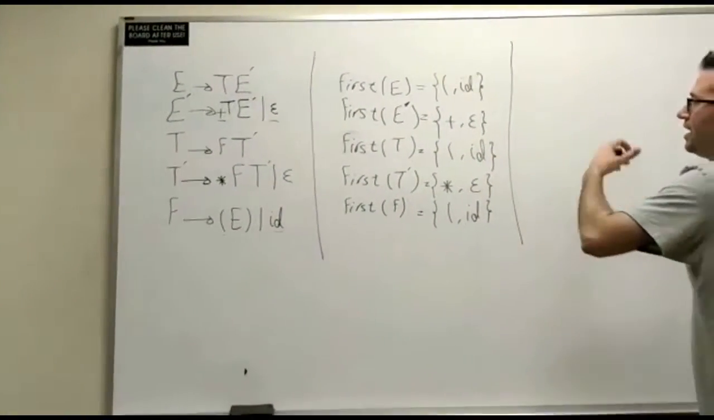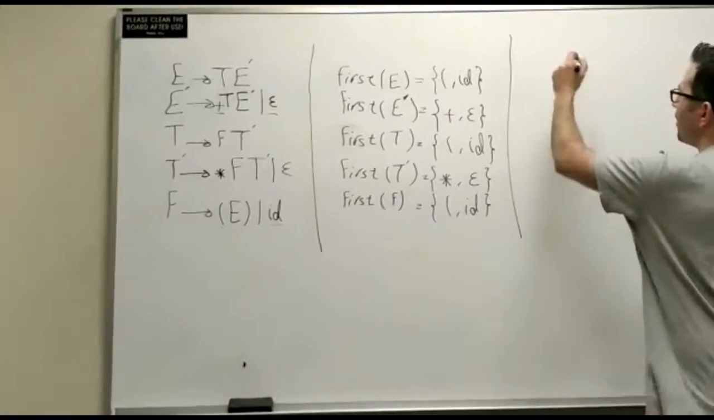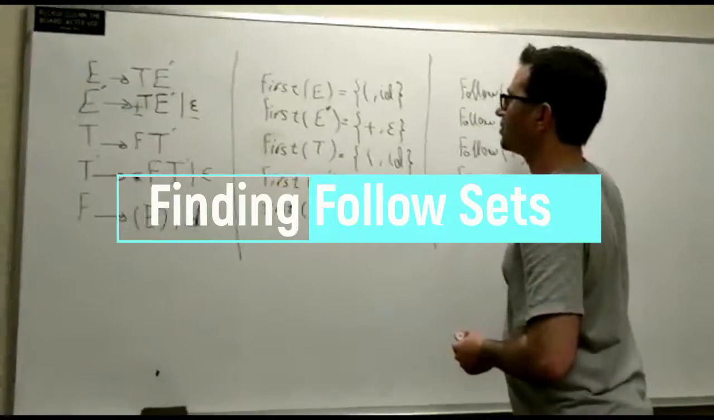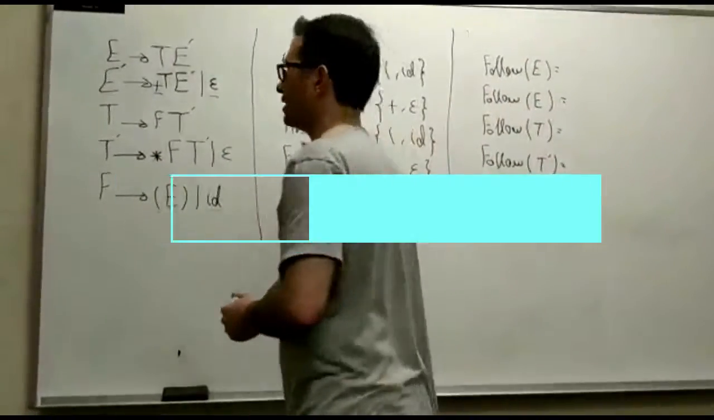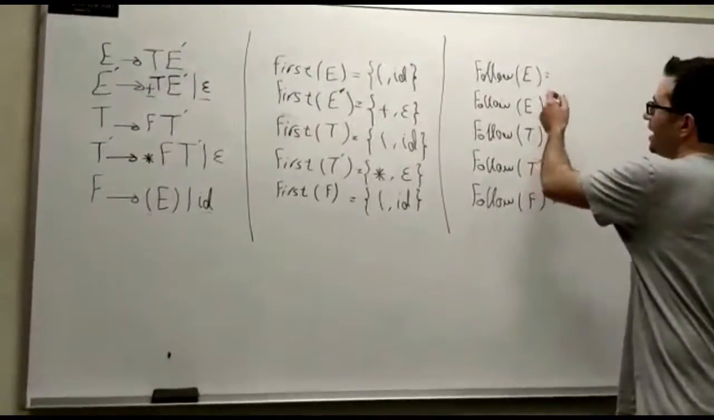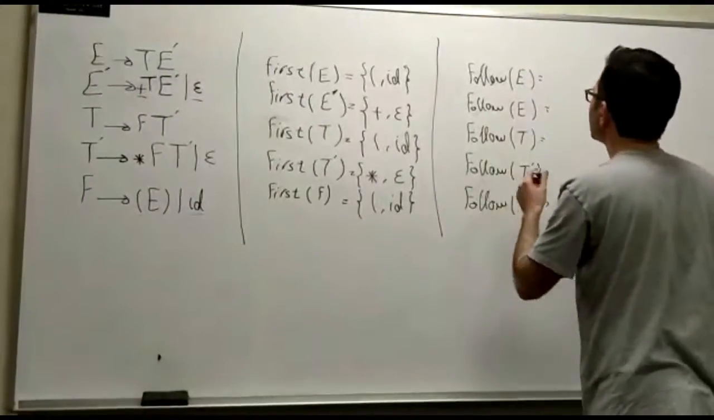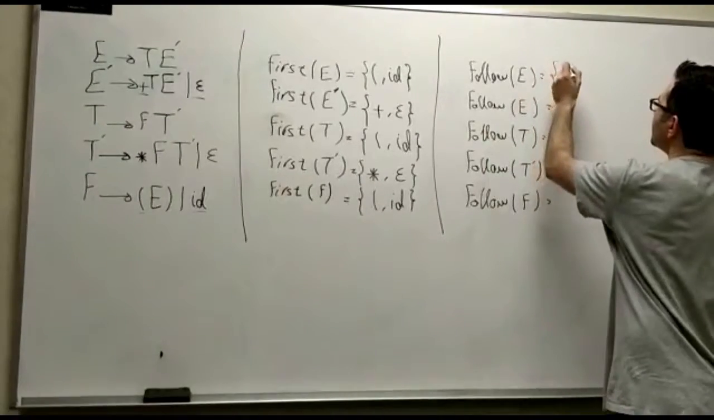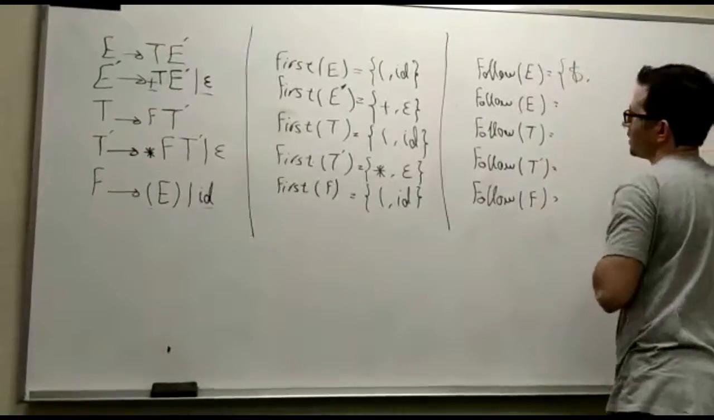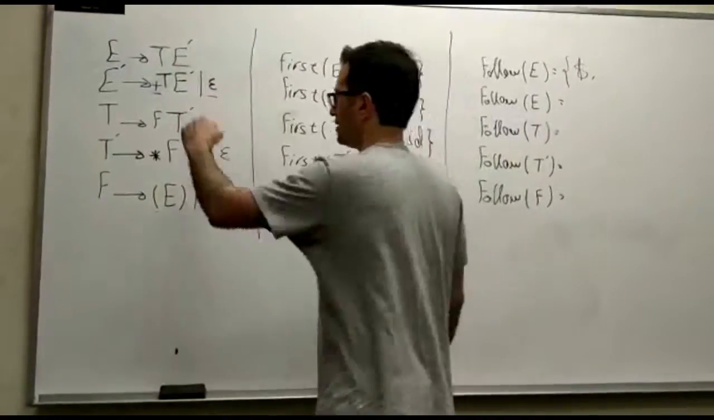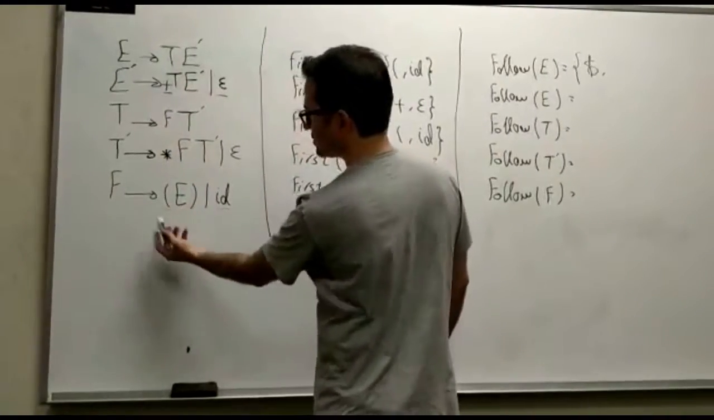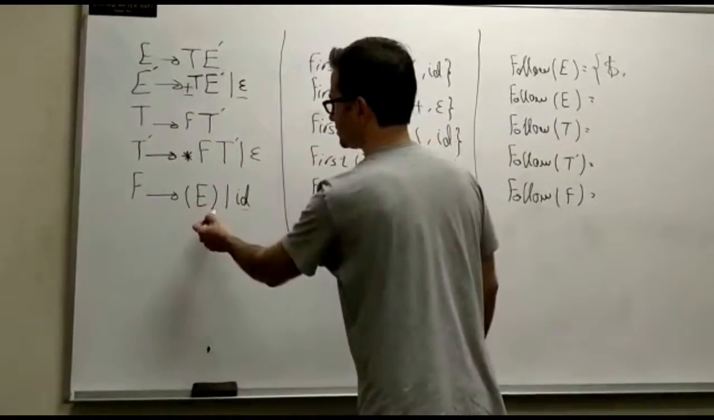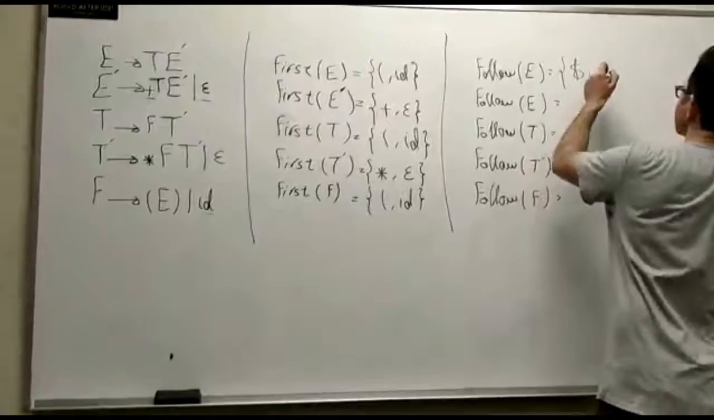Now we need to go for the follow sets. For the follow part, we should find each symbol on the right side, but we need to be careful because E, as the starting symbol, always has to have a dollar sign. Okay. So next, we should find the E on the right side. As you can see, we have it right here. So what symbol follows E? As you can see, it is the right parenthesis.